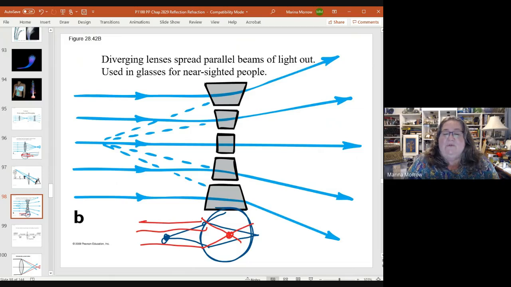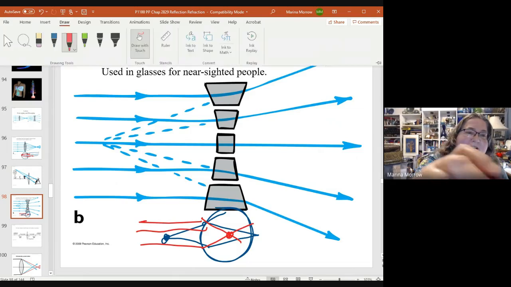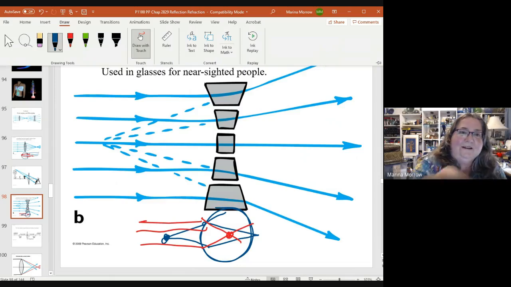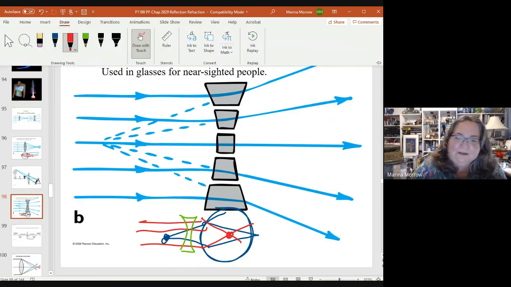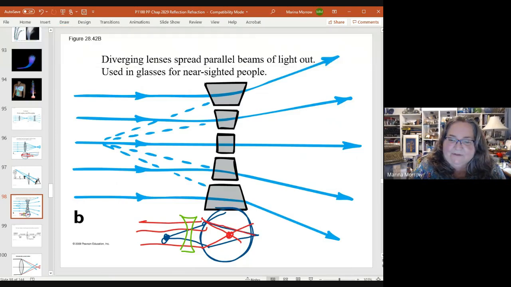So what the diverging lens does, when you put it in, let's make it green, is it helps diverge the light a little bit. That spreads it out. And so then it will spread out a little more, and then it will focus properly at the back of the eyeball. So anyway, that's helpful for nearsighted people.